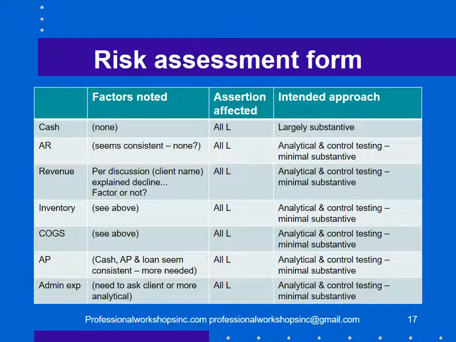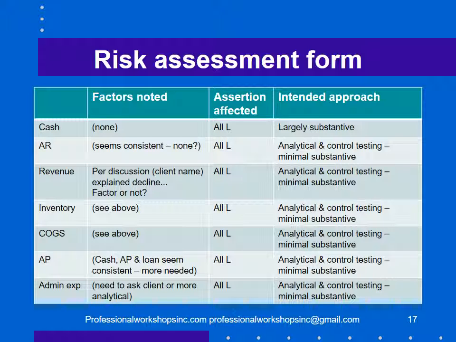Analytical testing seems from our risk assessment procedures that it's going to work really well. We'll do some control testing and minimal substantive testing. And that would also apply to accounts receivable. Inventory, assuming the story on inventory is the same as the story on revenue. Everything's low, analytical control and minimal substantive. Cost of sales, same thing. Accounts payable, they all seem consistent. When we add the three of those together, it seems about right.